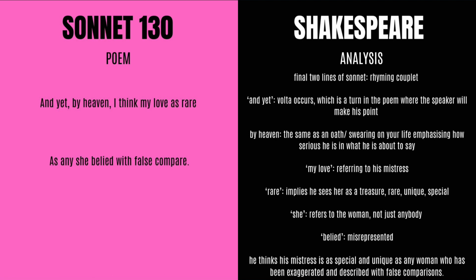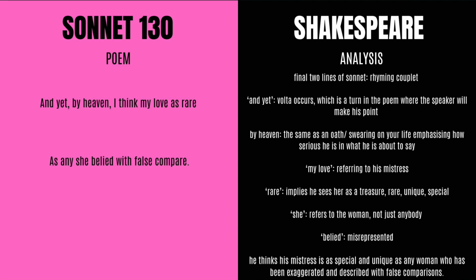Now we have the rhyming couplet at the end of the poem. It contains a volta, which is a turn in the poem where the speaker makes his point. He says by heaven, which is an oath, like he is swearing to God, and this is proving that he's been very honest and sincere in what he says next. He says, I think my love is rare as any she belied with false compare.